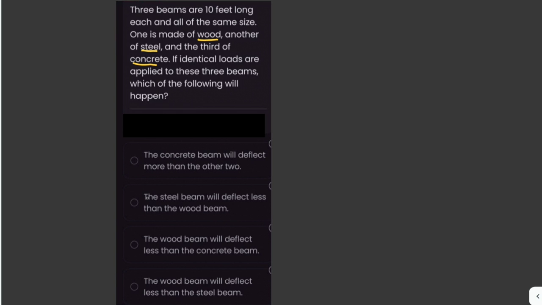Therefore, the answer here is this one. The steel beam will deflect less than the wood beam. This is because steel has a higher flexural rigidity than wood, and flexural rigidity is a measure of a beam's resistance to bending. The higher the flexural rigidity, the less the beam will deflect.